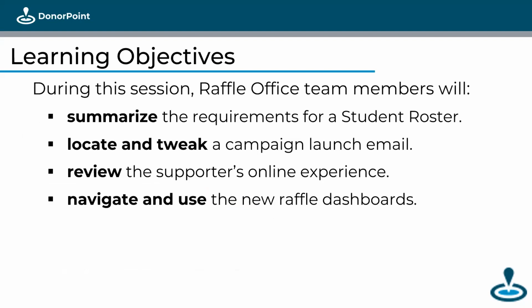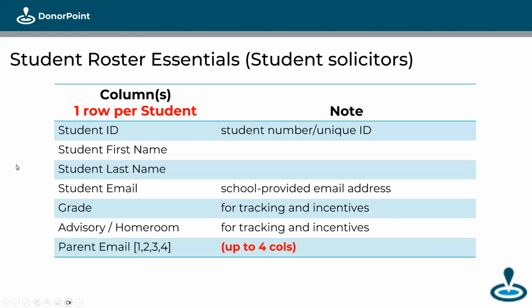Okay. Our objectives for today is that everybody on the raffle office team who watches this webinar will be able to summarize the requirements for a student roster, locate and tweak their campaign's launch emails, review the supporters' online experience and know what to expect when they get questions, and navigate and use the new raffle dashboards. All very doable. First thing we're going to look at is student roster essentials.